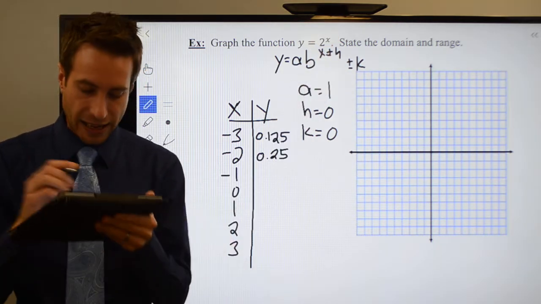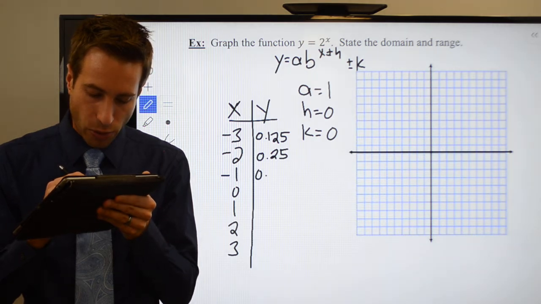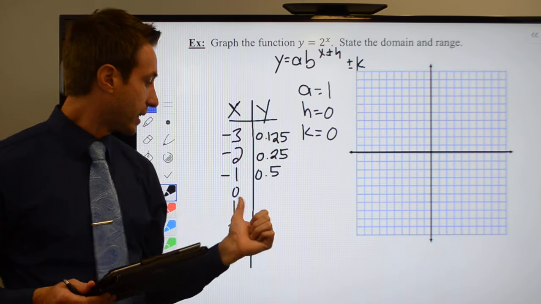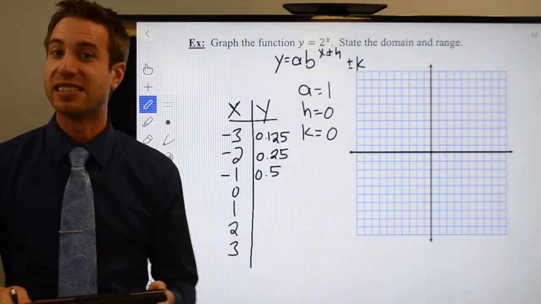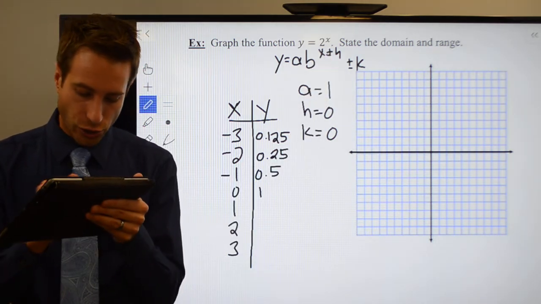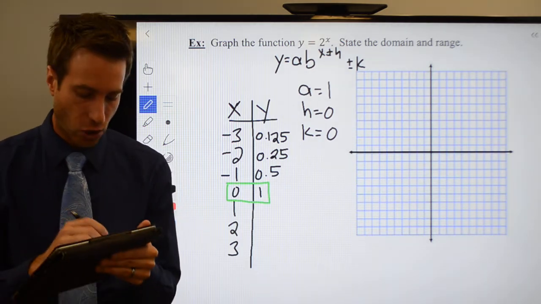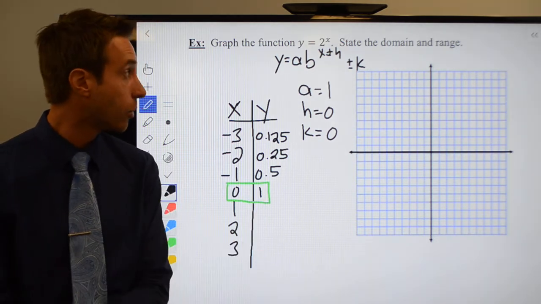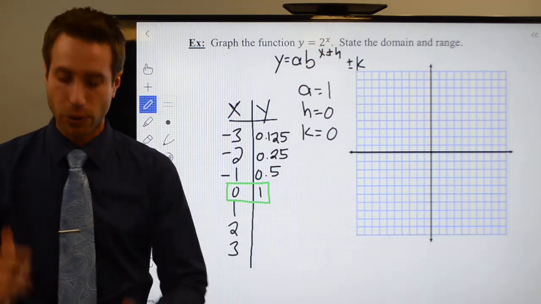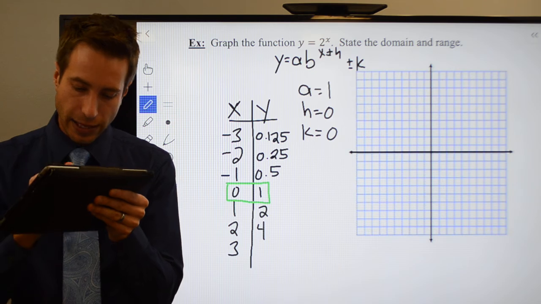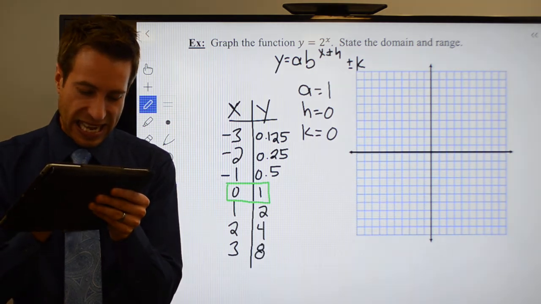2 raised to the negative first is going to be 0.5. Use 0, so 2 raised to the 0 power. Anything to the 0 power is just a 1, so there's that point I told you would always show up as long as there's no transformations. There it is, 0, 1. 2 to the first power is just going to be a 2. 2 to the second power is 4, and 2 to the third power is 8.